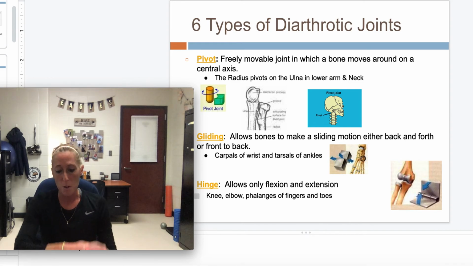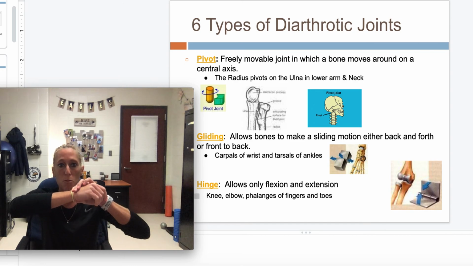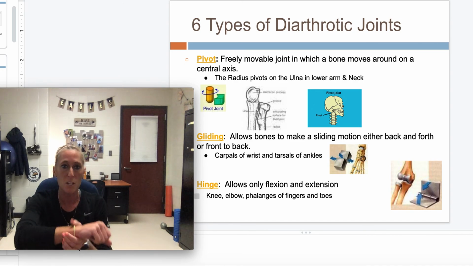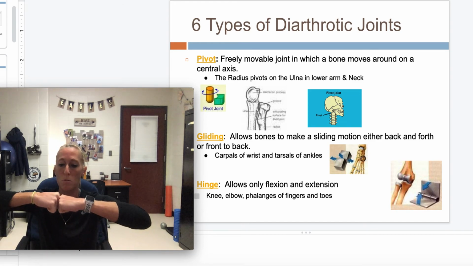A gliding joint. We have gliding joints in our carpals and our tarsals, which allows slight movement. If I had Mr. Snow here or somebody else, we could show that off a little bit. But these are gliding joints, so the joint goes like this.